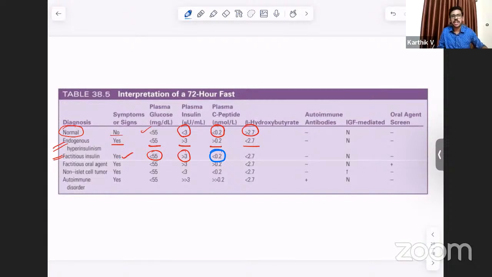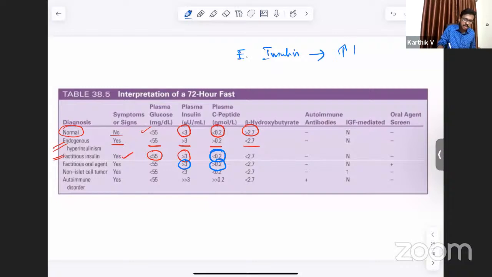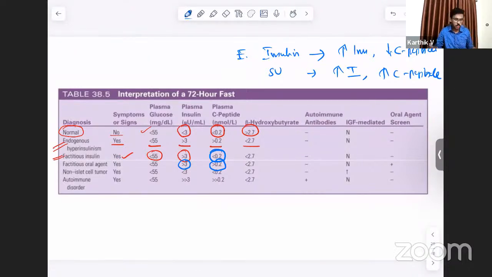This is how you differentiate between an exogenous insulin administration and an exogenous oral sulfonylurea use. So in sulfonylurea, what does it do? It will cause an increase in both insulin and C peptide. Okay, so factitious oral agent will cause a high insulin and a high C peptide. So exogenous insulin will result in increased insulin and low C peptide, whereas sulfonylurea will cause high insulin and high C peptide. This is how you differentiate between exogenous sulfonylurea and insulin use.